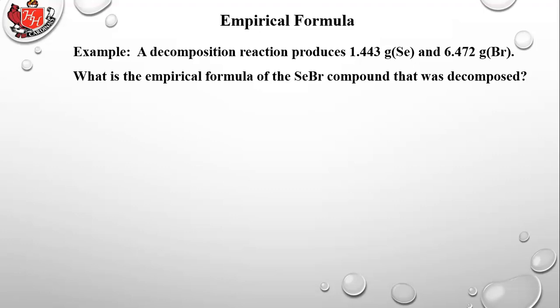So here we're going to do a decomposition reaction with selenium bromide, Se and Br. And you're given a number of grams of selenium and a number of grams of bromine that come out of that decomposition reaction. So there's the reaction there. You take SeBr and you break it into Se and Br, and you're told how many grams the Se weighs and how many grams the Br weighs.